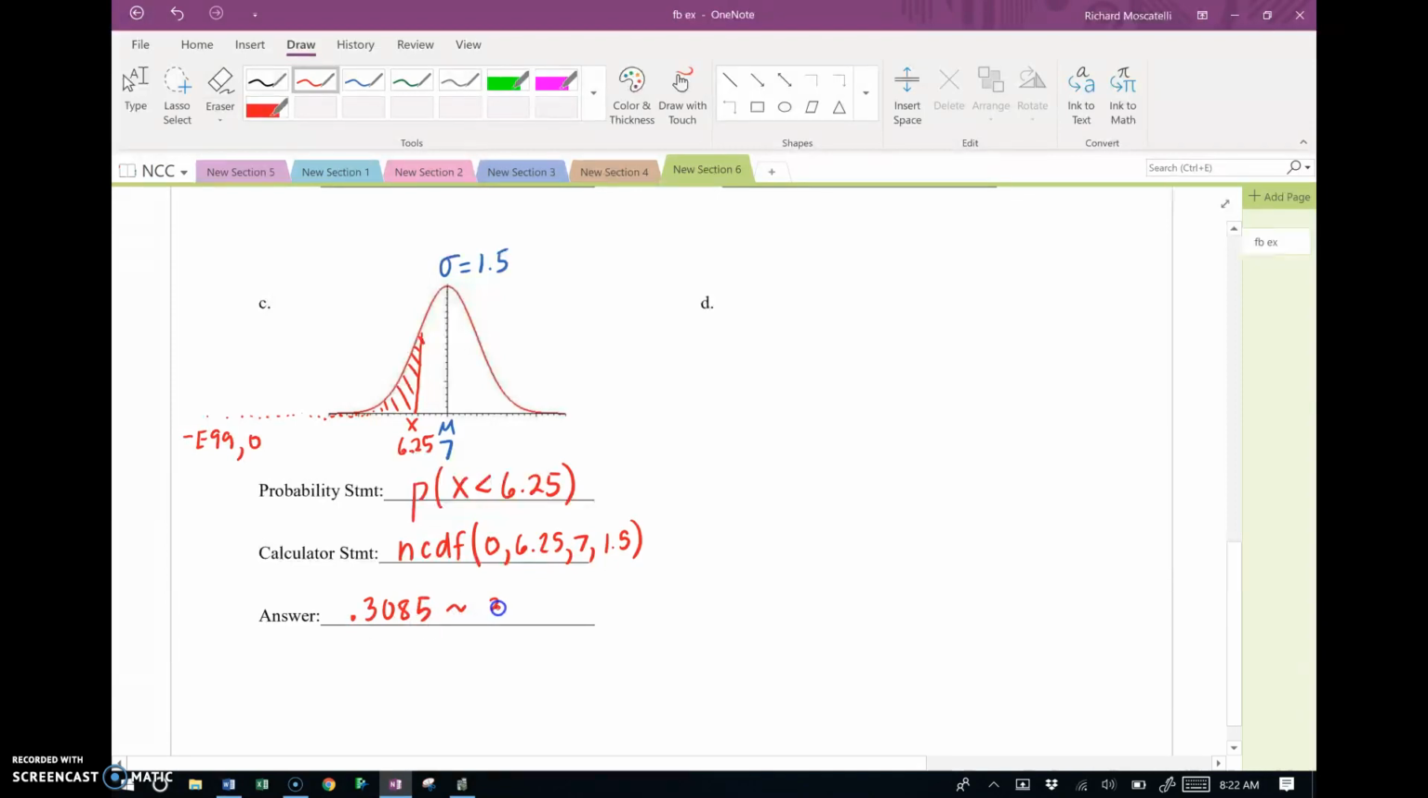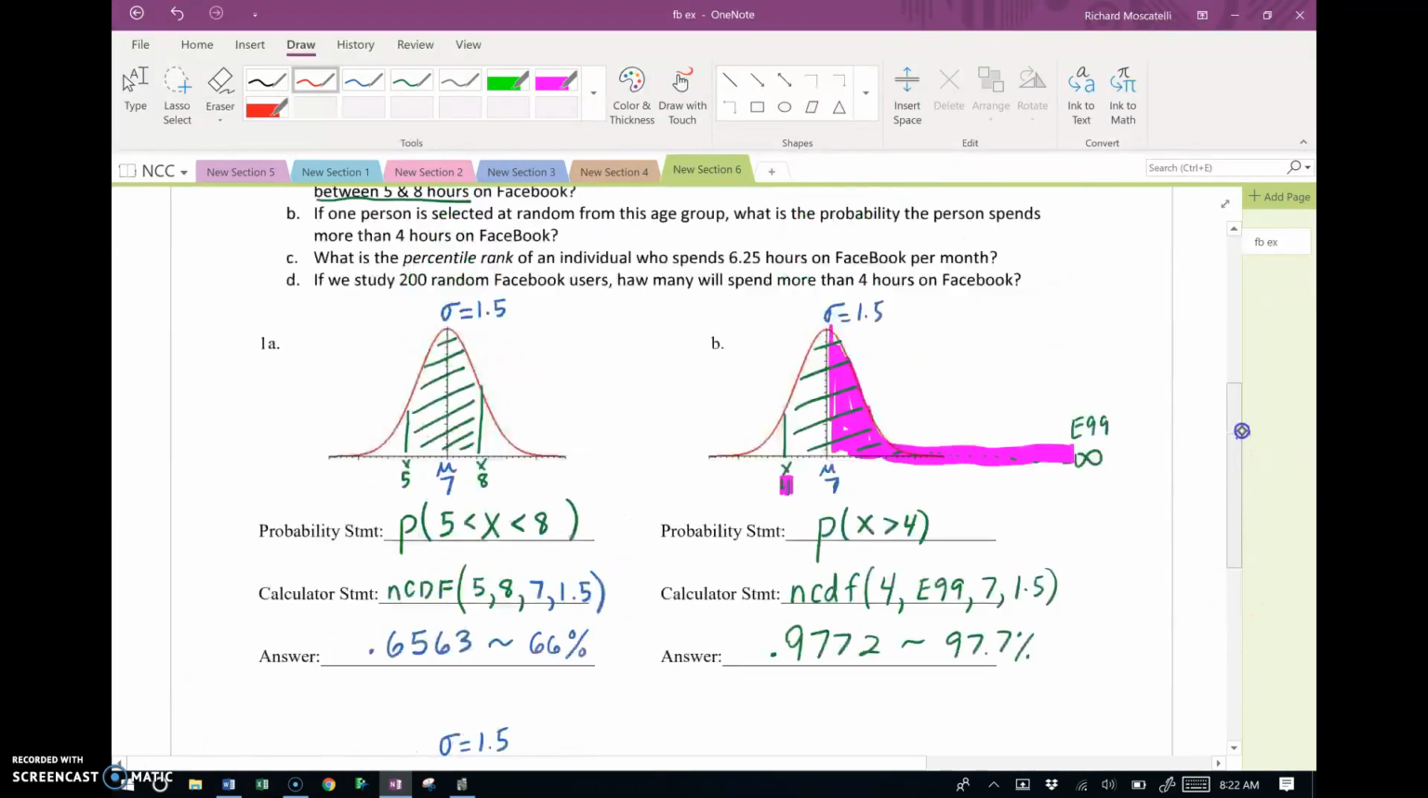Which as a percent, that's 30.85 as a percentage. And remember, percentile rank we round that. So that's going to be the 31st percentile. Typically, we round percentiles to the nearest percentage. All right, let's give a look at letter D.